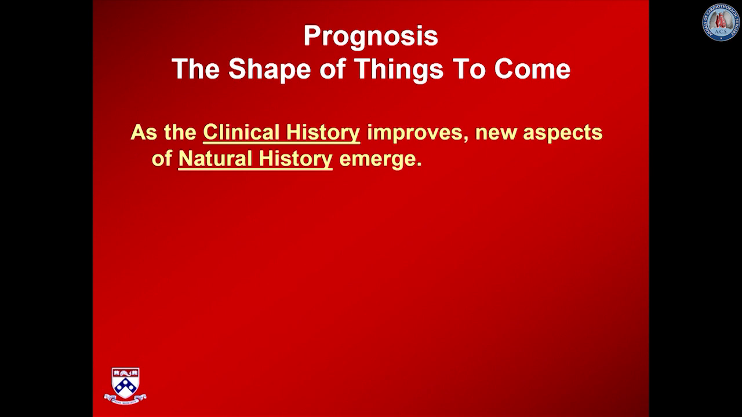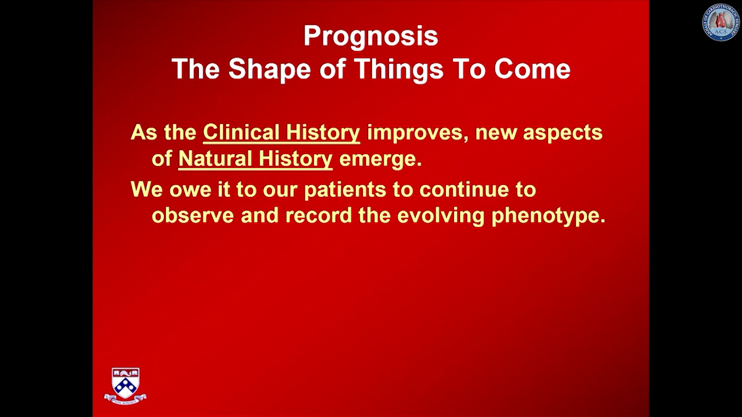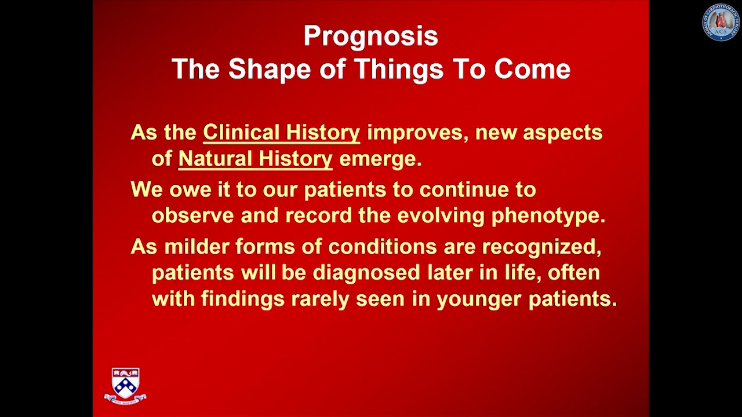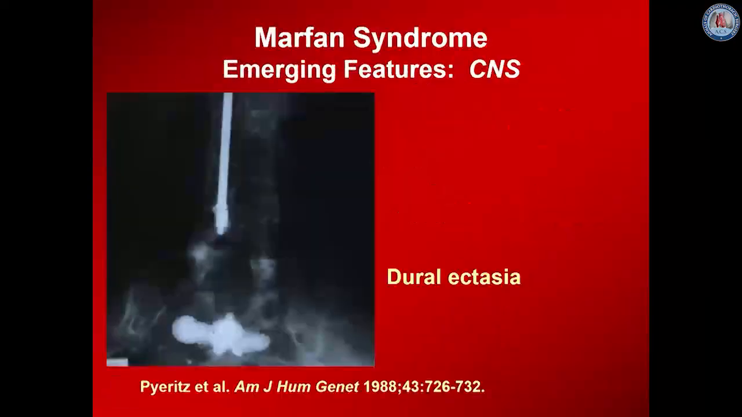Interestingly, as the clinical history improves, meaning that as patients live longer, new aspects of natural history will emerge. And so it's very important that we continue to observe and record the evolving phenotype of patients as they live longer. As milder forms of conditions involving aortopathy are recognized, many patients will be diagnosed later in life, and these patients will often have findings that are rarely seen in younger patients.